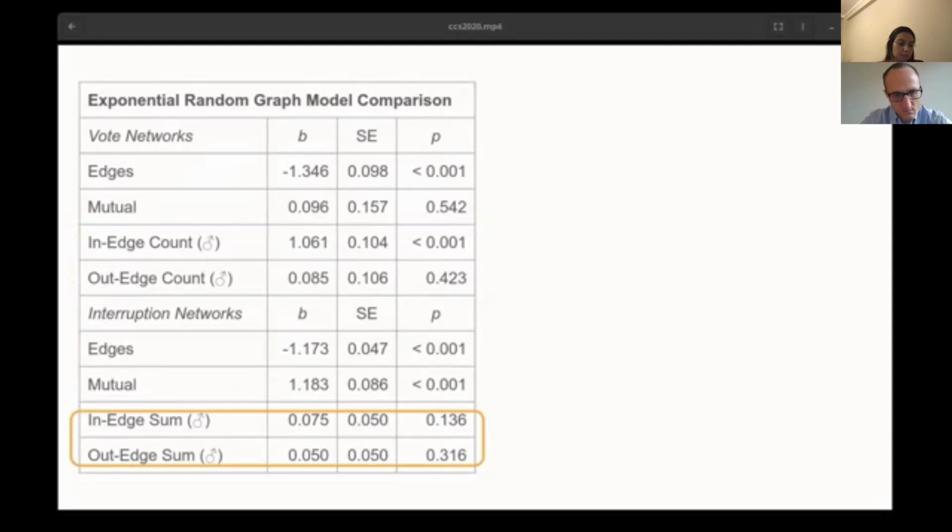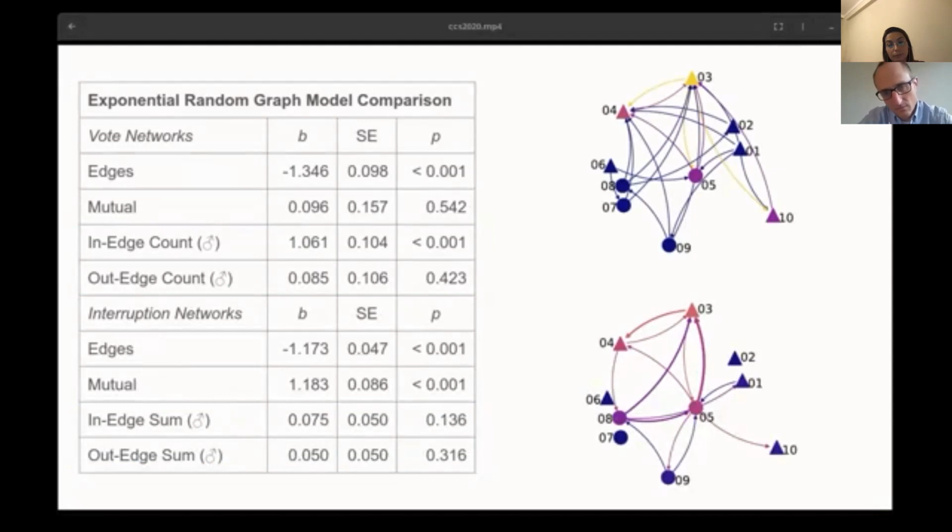In the interruption networks, however, we don't see that difference. And so what we're looking at here is a situation in which male and female participants are behaving similarly, but being rated differently. And here's just an anecdotal way to visualize that. Looking at the same networks that we've been looking at before, we can focus on participants 4 and 5, and we can see that in the vote network, page rank is higher for the male, participant 4, but it's the same in the interruption network.